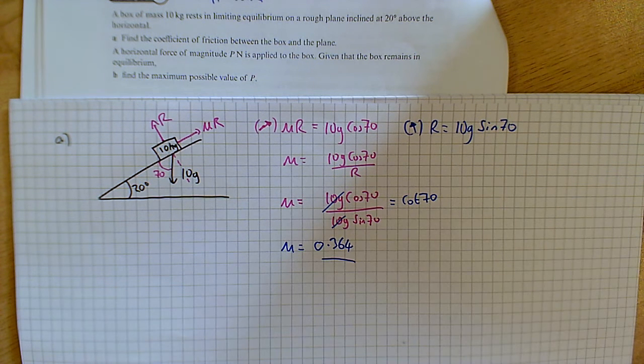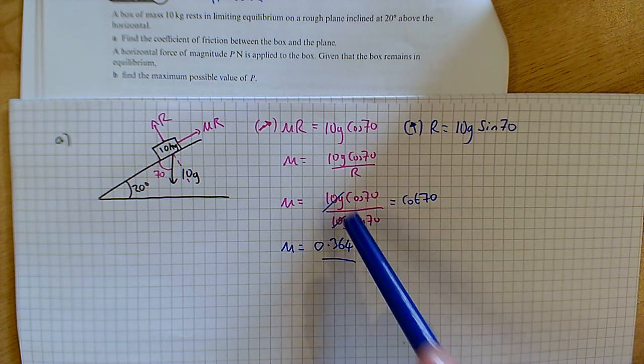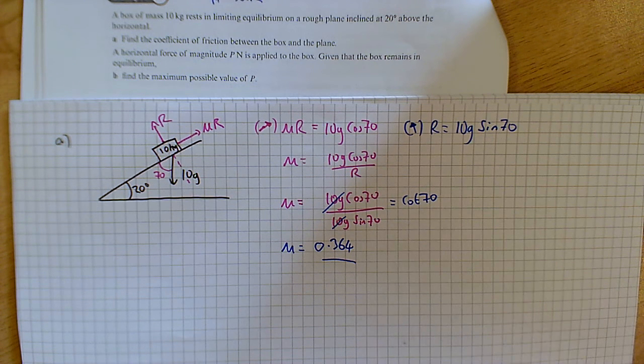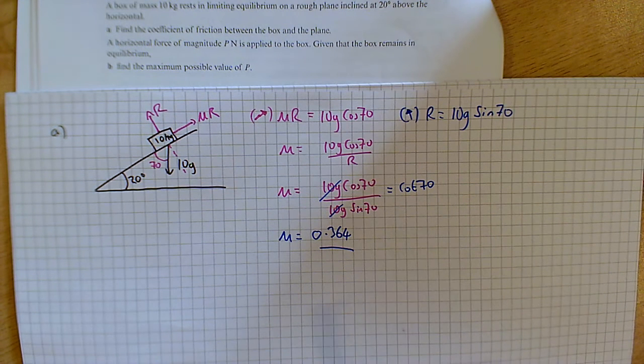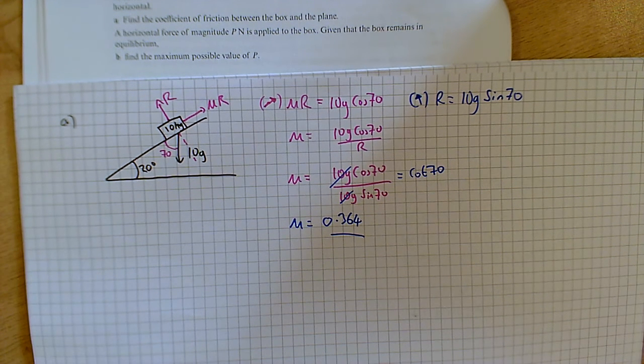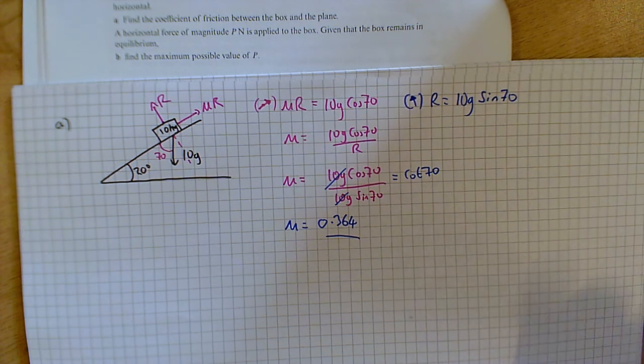0.364 to 3 significant figures. Bear in mind, if you put 10g cos 70 divided by 10g sin 70, you get the same answer. You don't need to do this cot 70 part. That's just a nice little thing to observe about this situation. It then says for part B that a horizontal force of magnitude P is applied to the box. Given it remains in equilibrium, find the maximum possible value of P.